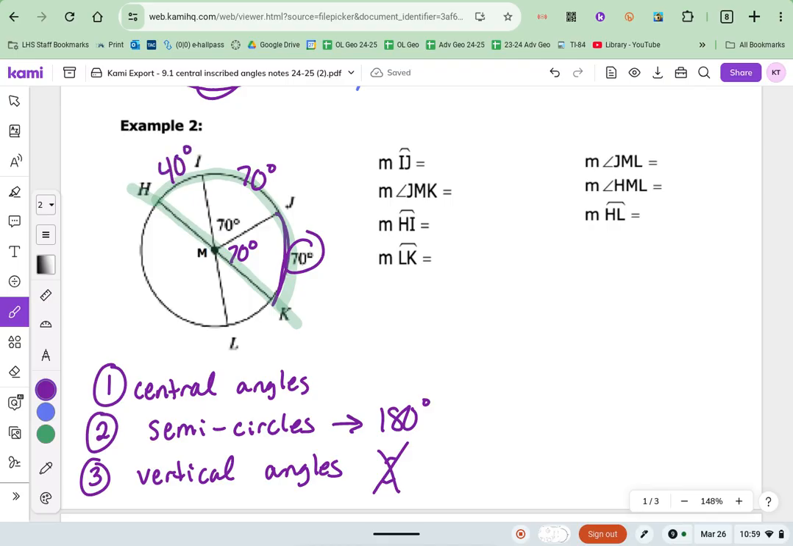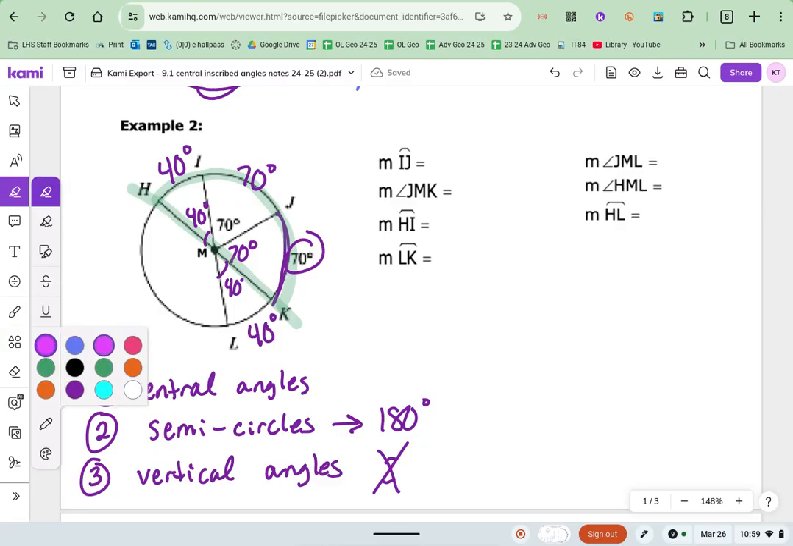So this one's also 40 degrees because it's a central angle. And then we can use a semicircle situation again to look at this semicircle and say, well, this should all add up to 180 also. We've only used 40 degrees in that semicircle, so we have 140 left for that piece, which means this big angle is also 140 degrees.